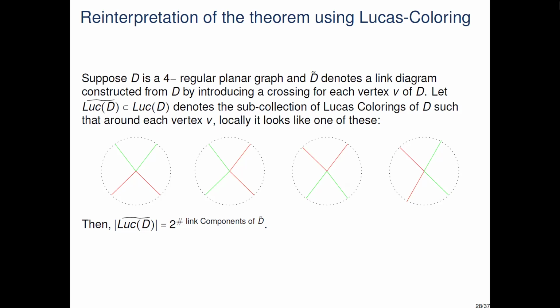You just add a crossing, because remember the theorem says that the total homology is exactly 2 to the power number of link components, and the number of link components remains the same if I change an over crossing to an under crossing. So the connected components have to be the same. Now D tilde is the link diagram where you do this operation for each vertex, and then you have a link diagram.